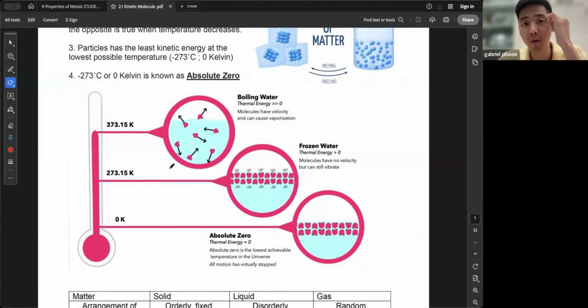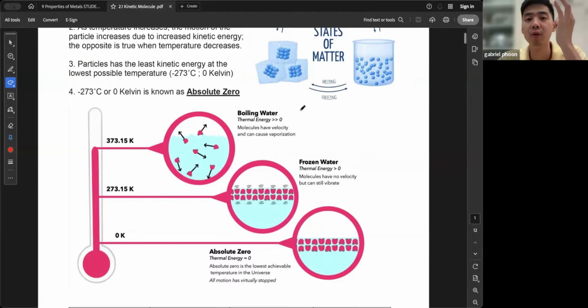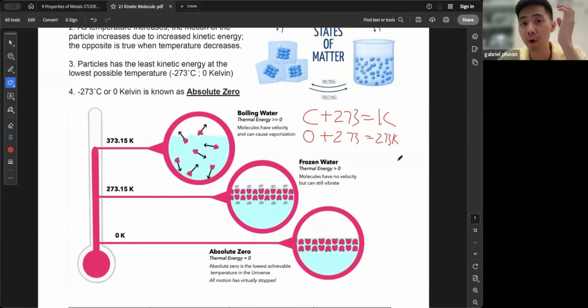The general formula for changing degrees Celsius into Kelvin: degrees Celsius plus 273 becomes Kelvin. For example, if today I got 0 degrees Celsius, plus 273 will be basically 273 Kelvin. For example, if today I got 100 degrees Celsius plus 273 would become 373 Kelvin. Okay? So if you look here, this is essentially 0 degrees Celsius and this is essentially 100 degrees Celsius. Ignore the 0.15, it's not in your syllabus.